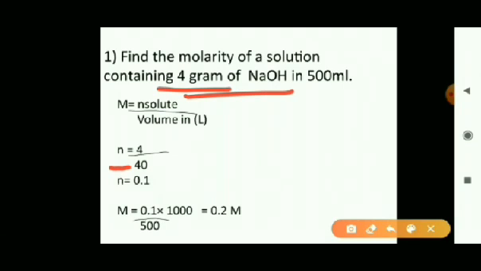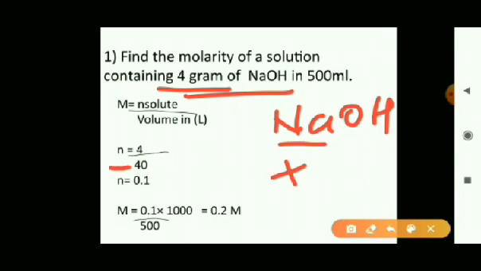Now 4 gram of NaOH means, what is the molecular weight of NaOH? You know how to find the molecular weight of NaOH? Put the values and then do the addition. You will get NaOH is 40 gram. So divide 4 gram by 40, you will get 0.1. That is your number of moles. How do we find the number of moles? By dividing 4 gram of NaOH by the molecular weight of NaOH.